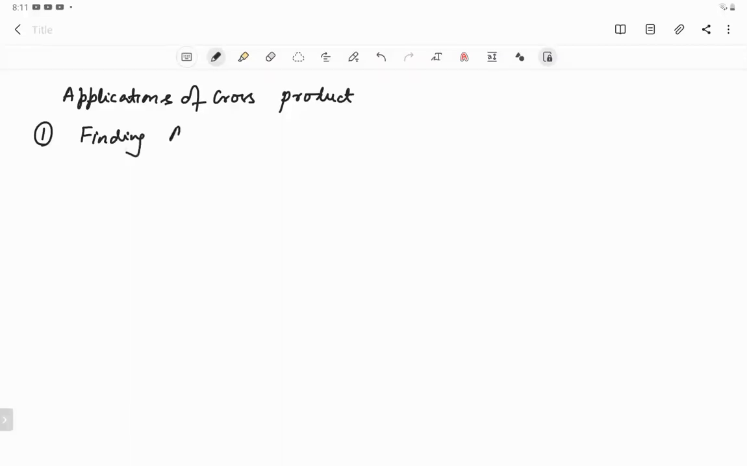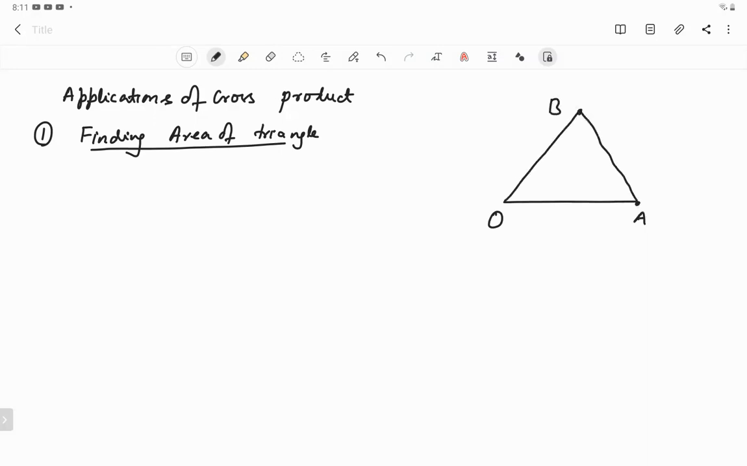The very first application is finding the area of a triangle. For example, consider this as O and this point as A, and this is point B, and this is a triangle, okay? And this is the angle theta. OA is a vector starting from O and ending at A, and OB is the position vector of point B.